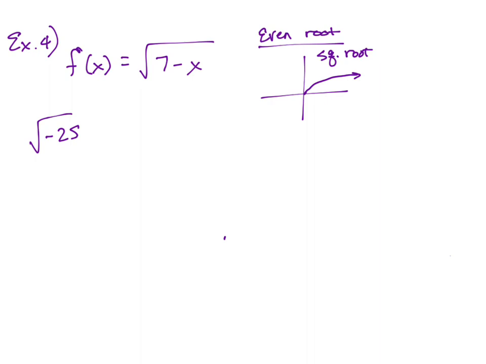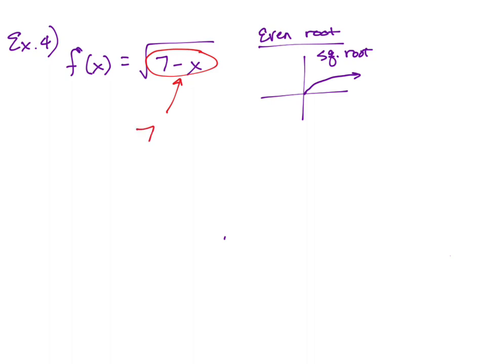I could do 5 times 5 and I get positive 25. Negative 5 times negative 5 and I still get positive 25. So I cannot take the even root of a negative number. So that's the restriction, okay? So the way that we find the domain on an even root is we say this, the radicand has got to be positive. Are you with me? This business inside the radical sign needs to be positive.